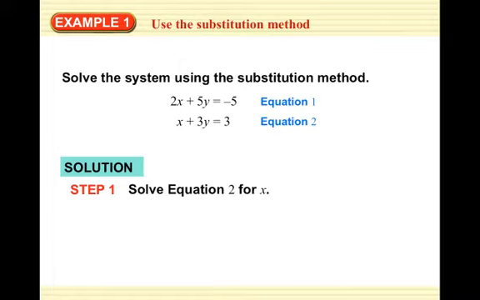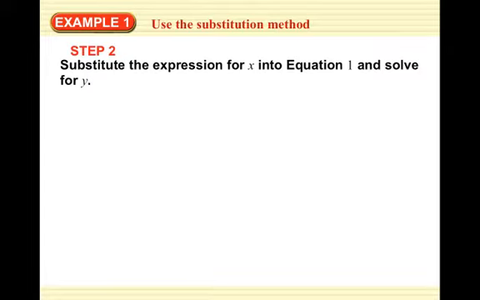So that means we need to subtract 3y from both sides, and we get x equals negative 3y plus 3, or if you had x equals 3 minus 3y, that's fine too. Now, the next step is actually the substitution step, the main substitution step. We're going to substitute negative 3y plus 3 for x in the other equation, so in equation 1. Okay, so we're going to substitute the expression for x into equation 1 and solve for y.